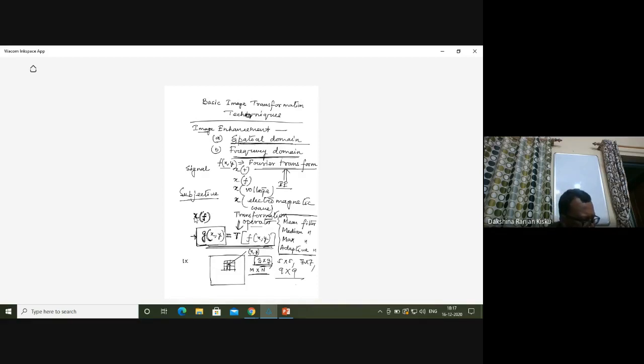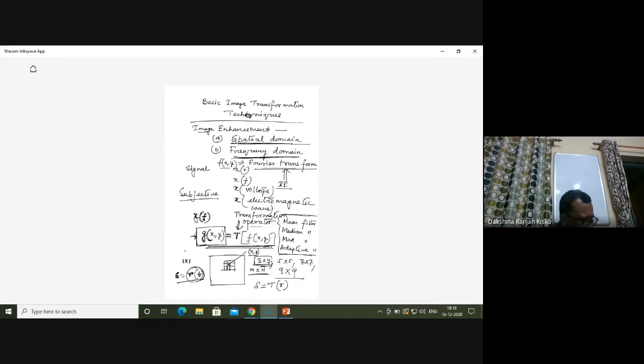If we consider a 1 by 1 neighborhood, that means a single point. For this single point, if we consider a function s equals r of t, here t is the input signal, s is the output, and r is the operator. So s equals T of r, where r is the input signal and s is the output signal.